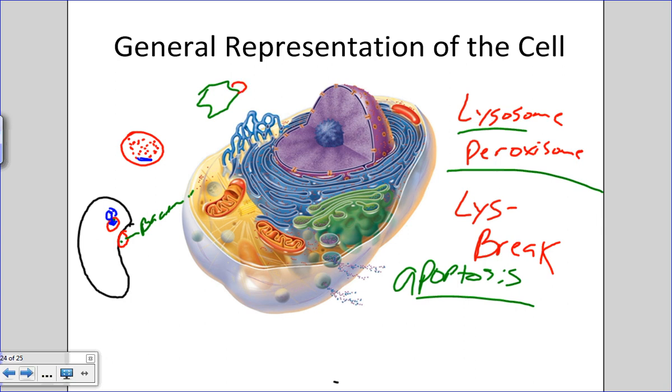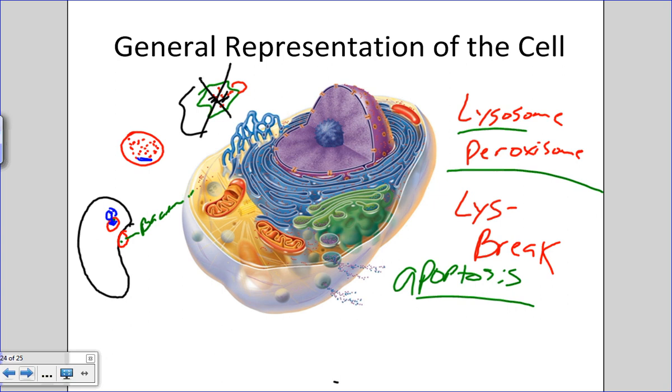What they'll do is they'll basically fuse with this bad cell. They'll dump a bunch of digestive enzymes, called granzymes, inside this cell, and what'll happen is these enzymes will break this apart from the inside out. Okay, and then let's say this is a tumor cell. This cell will be so damaged on the inside, beyond repair, that the only option it'll have is to kill itself.